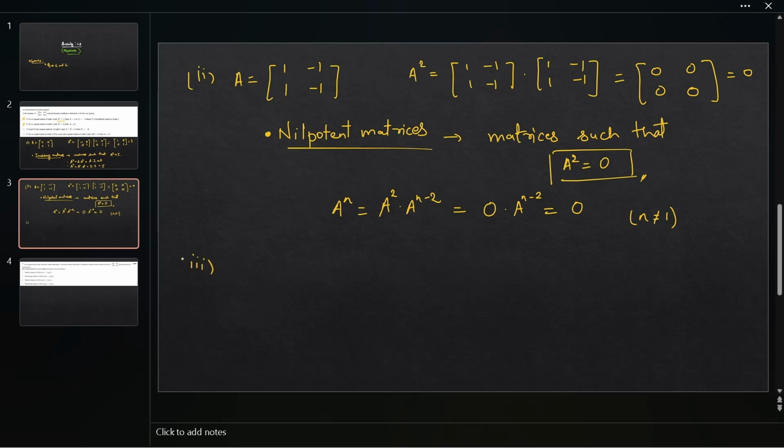It is true. Why? Because if you are given A plus B is equal to 0, you can write it as B equal to minus A. This is correct.